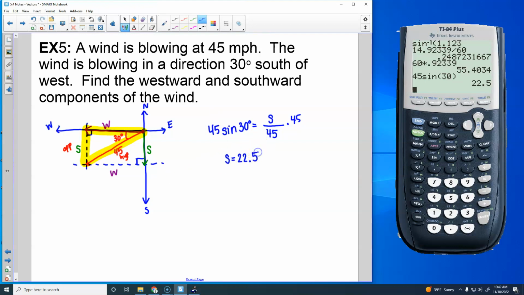And S is the length of a side, right? What am I measuring that in? Miles per hour. So the southward component of the wind would be 22.5 miles per hour.